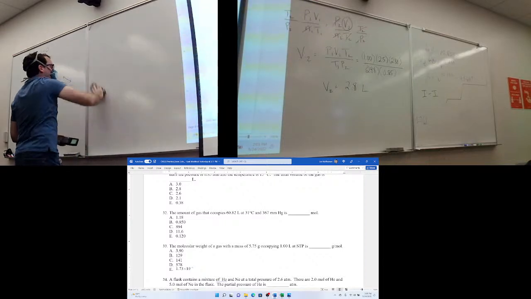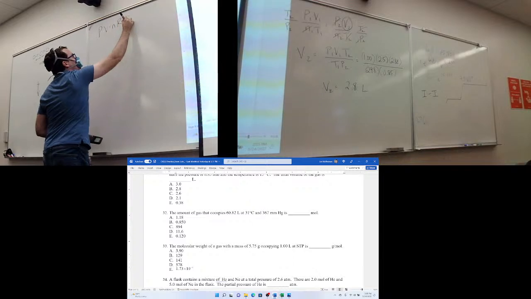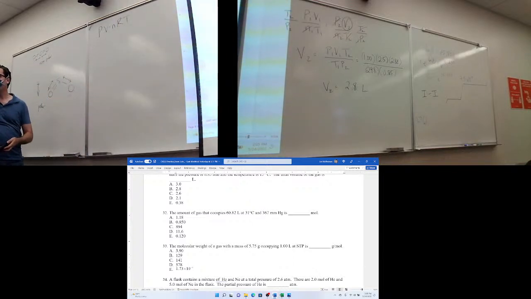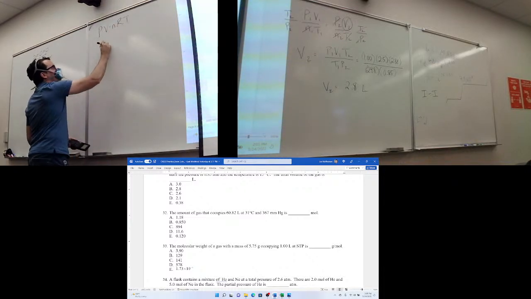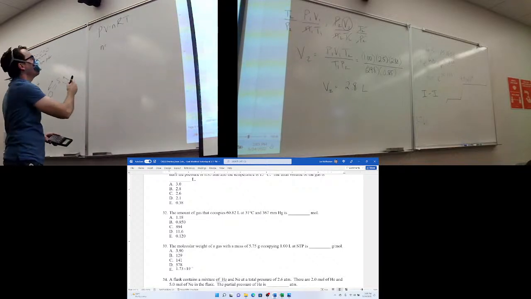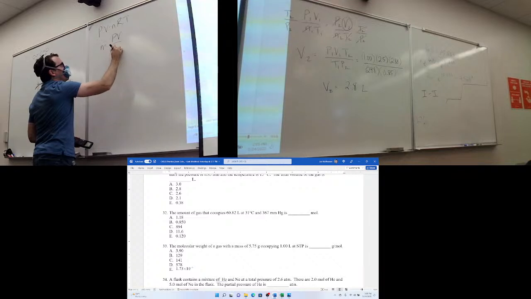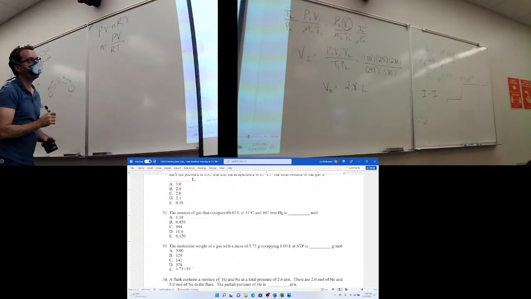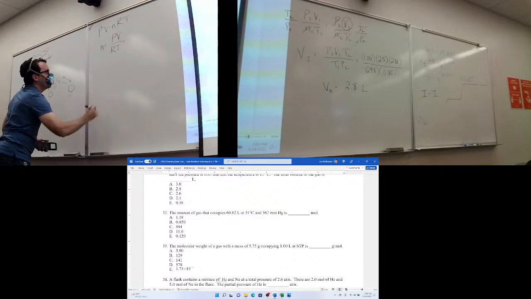And PV equals nRT has restrictions. You must use atmospheres, you must use liters, you must use Kelvin, because R has those units in them. So we're going to solve for n, moles. And I'm going to rearrange things. It's PV over RT. So pressure has to be in atmospheres. So let's quickly calculate it. Let's do it down here.